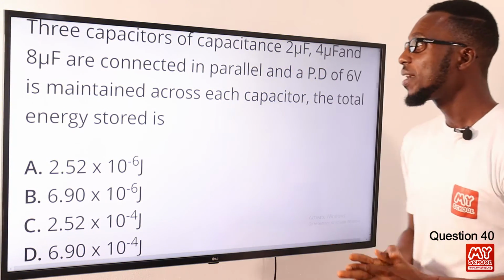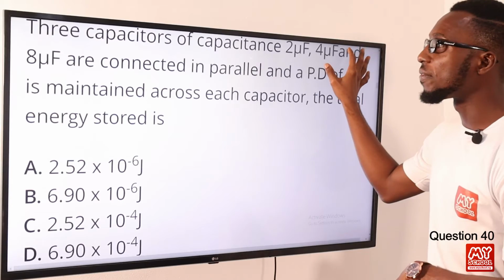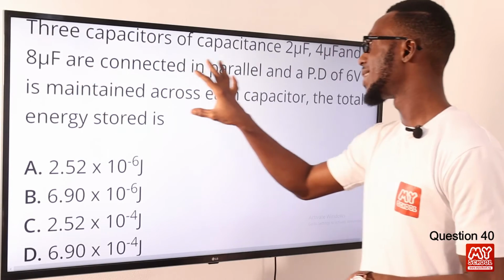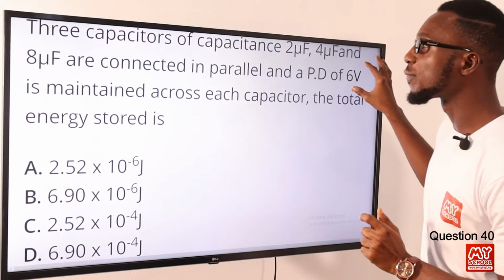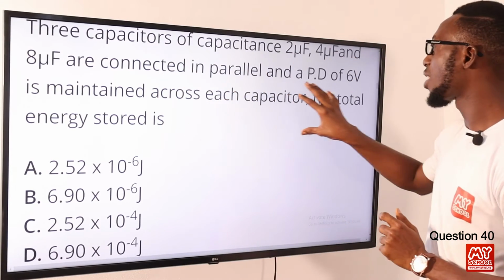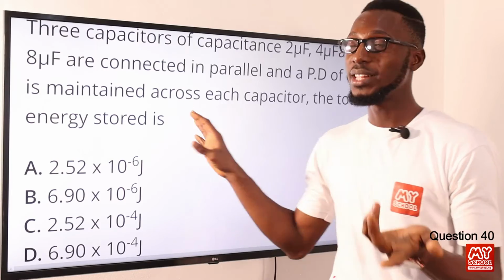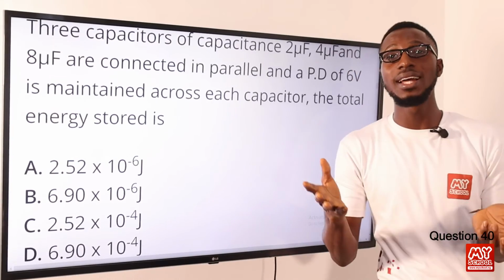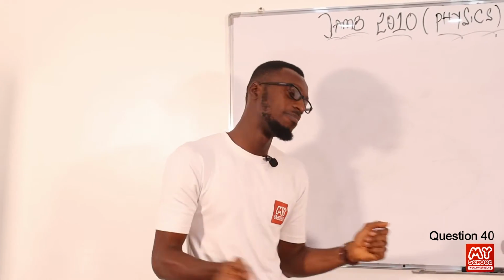Question 40. Three capacitors of capacitance 2 microfarad, 4 microfarad and 8 microfarad are connected in parallel, and a potential difference of 6 volts is maintained across each capacitor. Now the total energy stored is what? We can use the formula. Remember that a capacitor is a device that you use to store electrical charge, basically.